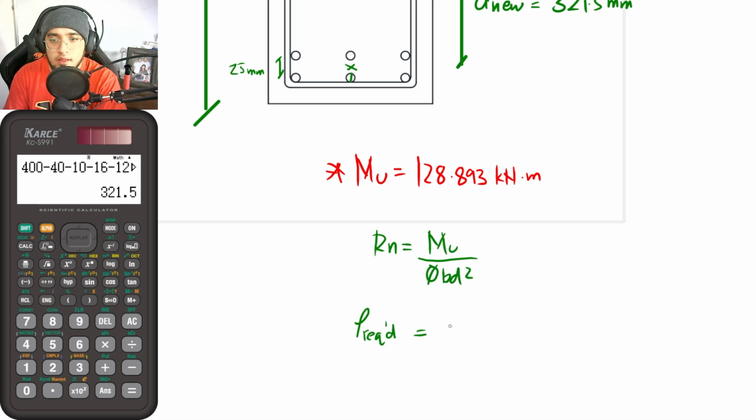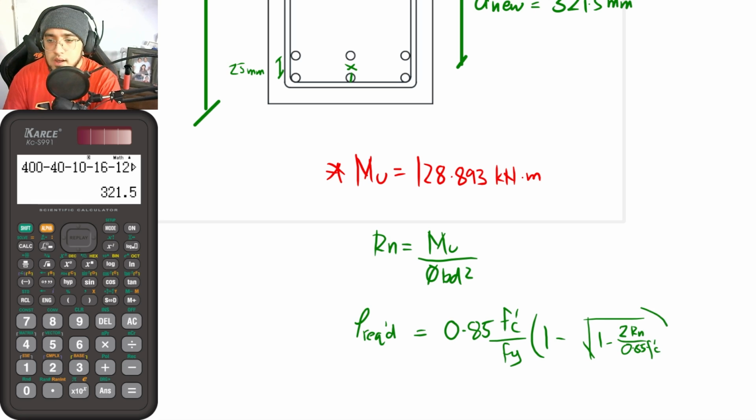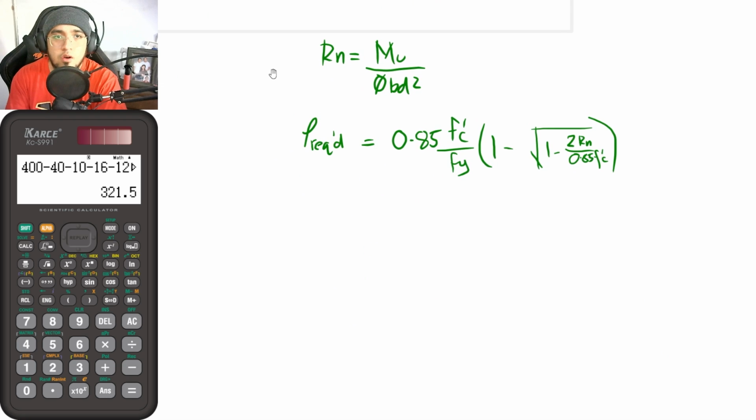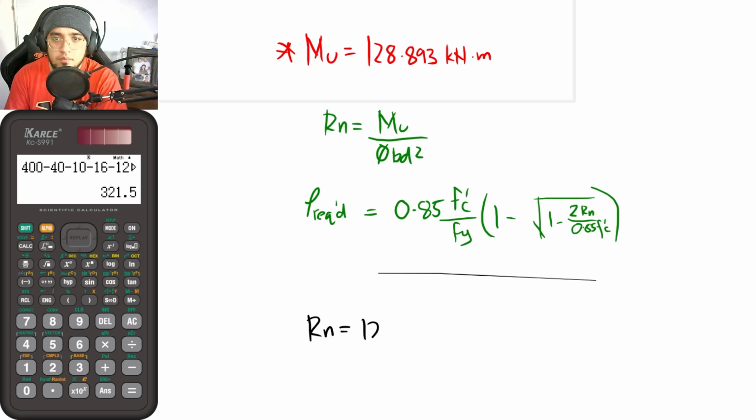So for our rho required, that is 0.85 times f'c over fy times the quantity 1 minus the square root of 1 minus 2Rn over 0.85 f'c. Okay, so let us just substitute all of the things we know. So for our Rn, that is once again equal to 128.893 kilonewton meter. But once again, please convert this into Newton millimeter first, divided by phi of 0.9 times b.